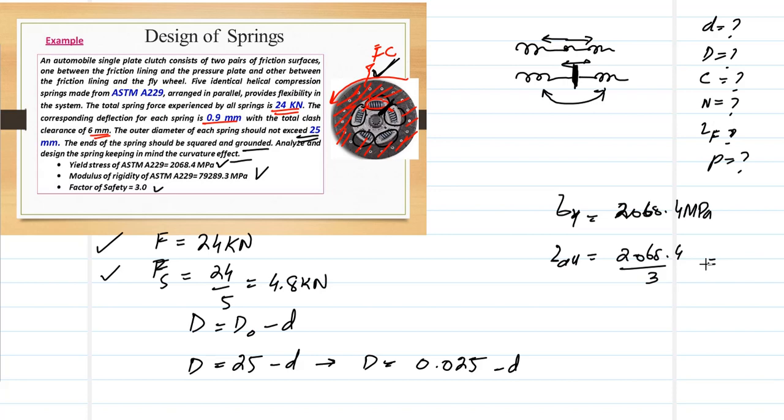2068.4 divided by 3. You get a value of 689.5 megapascal. Clear? And for tau allowable, by using the maximum shear stress theory, this must be 689.5 divided by 2, which is 344.7 megapascal. So the allowable shear stress in this spring is 344.7 megapascal.